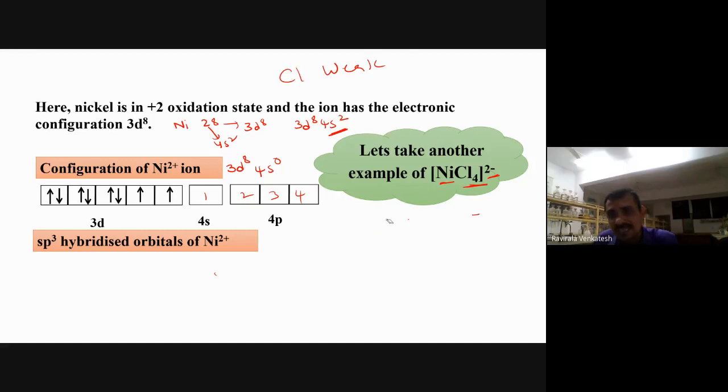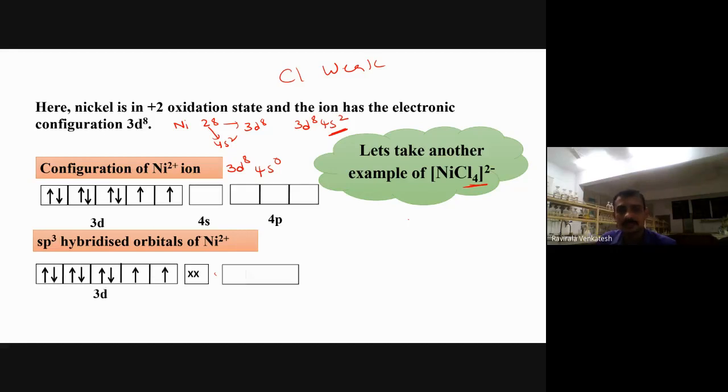In the previous case, 6 ligands were there, so I took 6. But here only 4 are there, so I will take only 4 here. Now what hybridization are we going to get here? sp3 hybridization you are going to get this way. Each chlorine will donate a lone pair. Which hybridization is it? sp3 hybridization with coordination number 4.